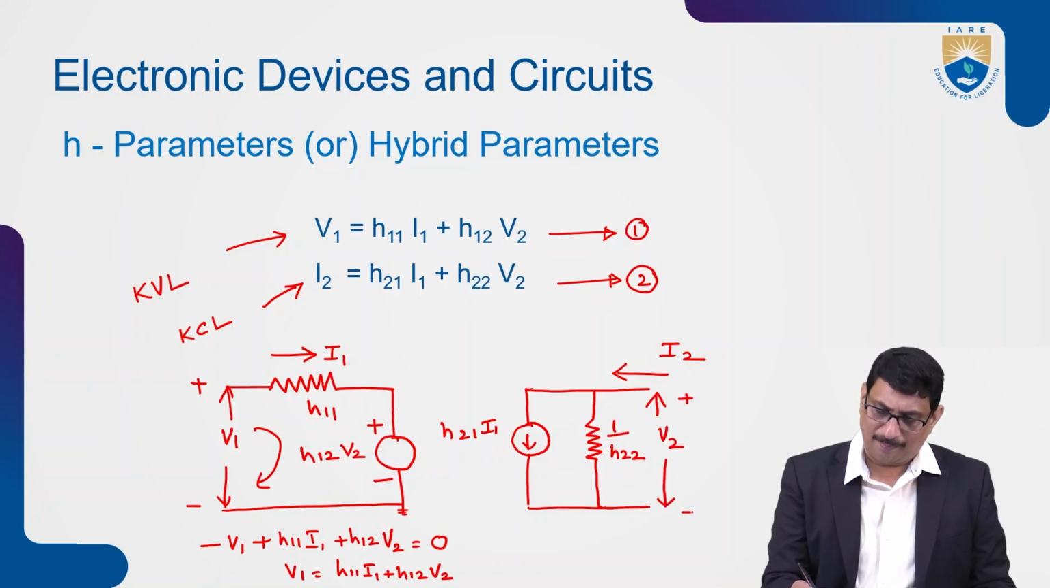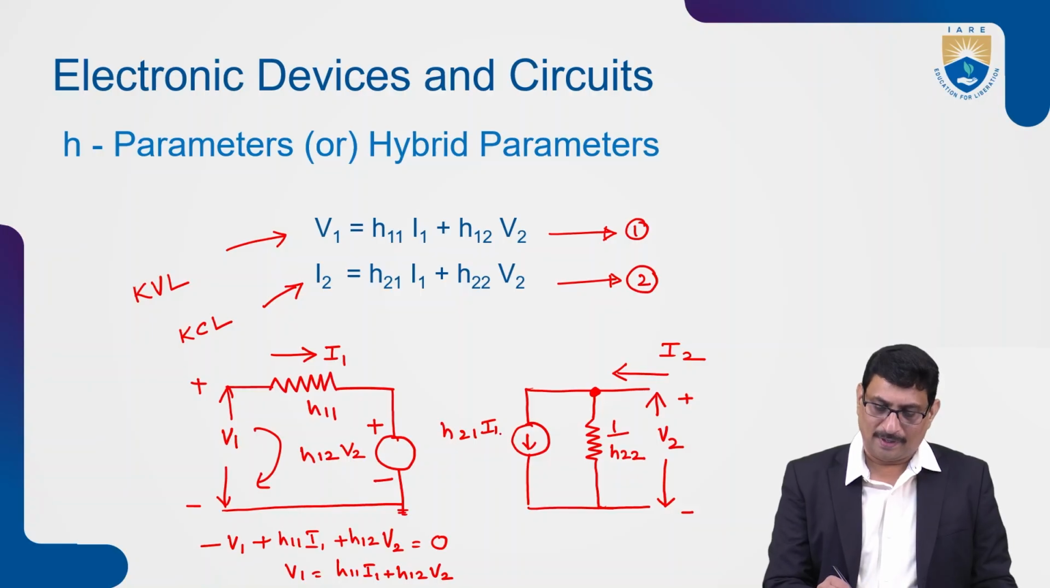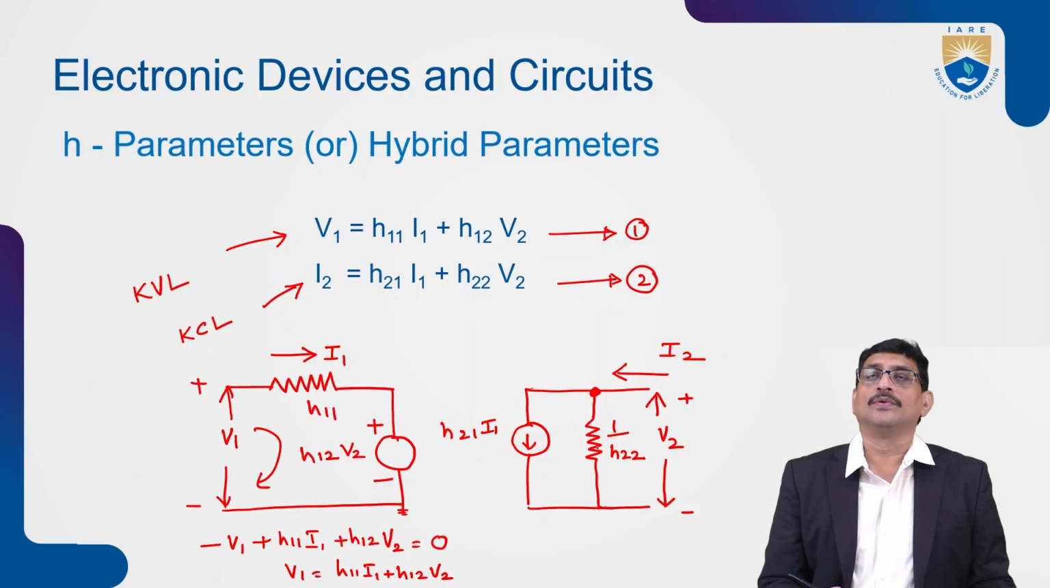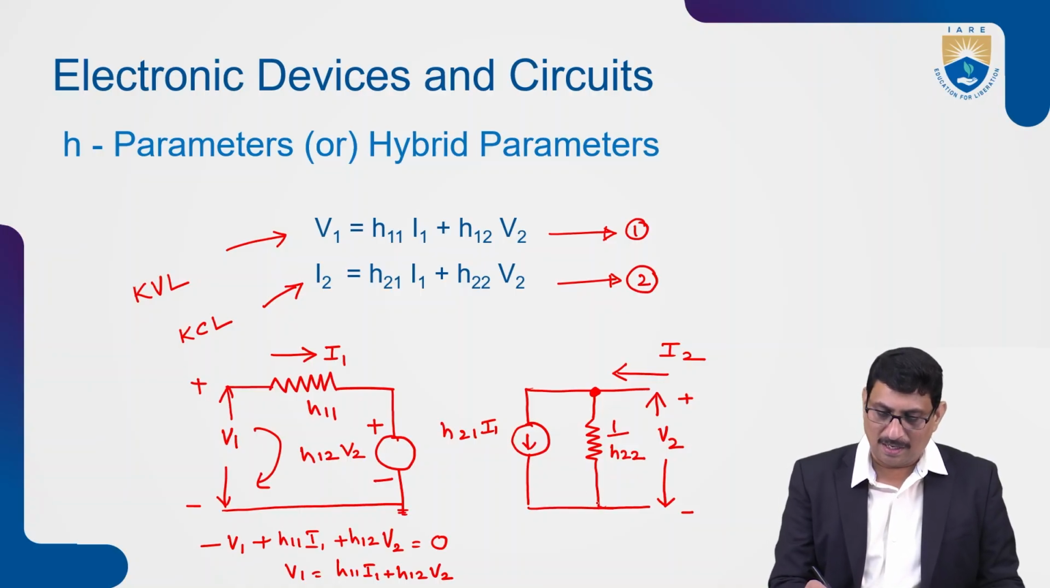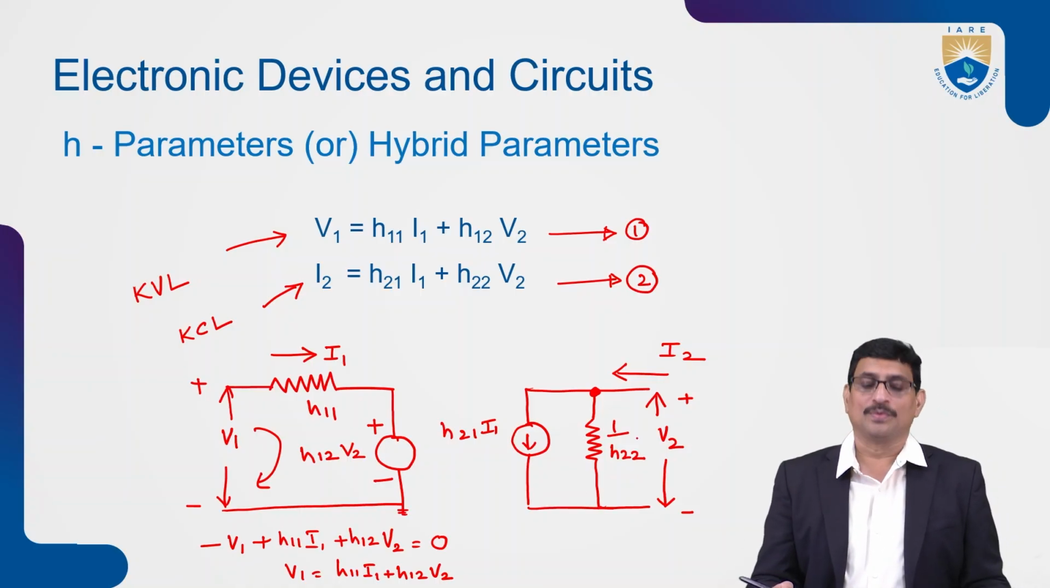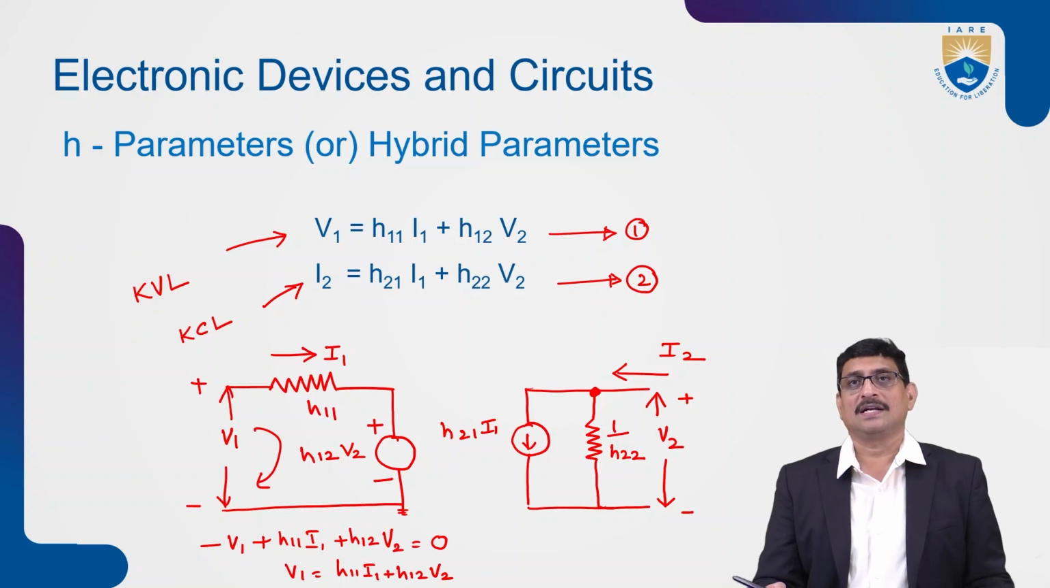Now if I apply KCL at this node, the entering current I2 is equal to H21 I1 plus the current across this resistor. The current is equal to voltage divided by the resistance, V2 divided by 1 divided by H22, therefore V2 into H22. So this is the output circuit. I2 is nothing but the output side, and V1 is nothing but the input circuit. Equation 1 represents the voltage at the input side. Equation 2 represents the current at the output side.